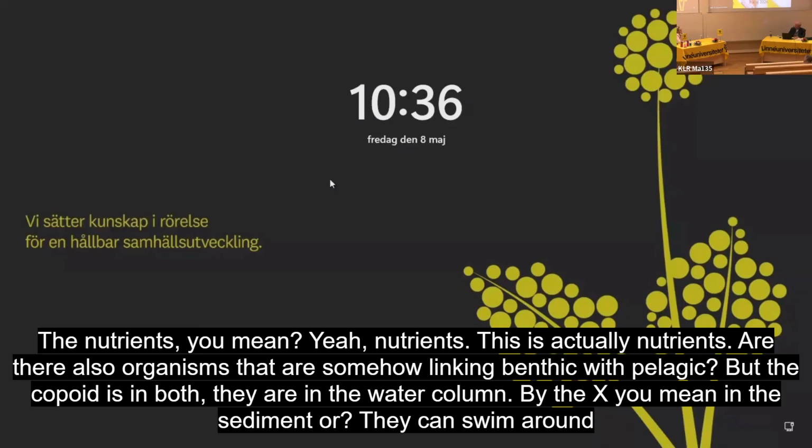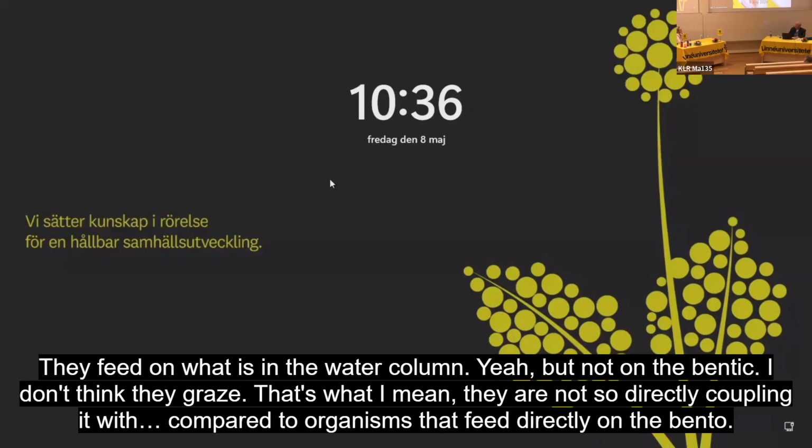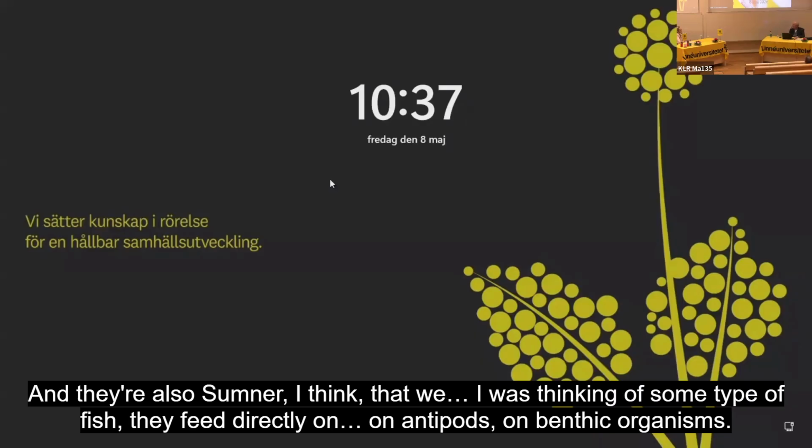They can swim around. Yeah, but do they feed on the benthos? They feed on what is in the water column. Yeah, but not on the benthos. I don't think they graze. That's what I mean. They are not so directly coupling it, compared to organisms that feed directly on the benthos. And there are also some, I think, that feed. I was thinking of some type of fish. They feed directly on amphipods, on benthic organisms.